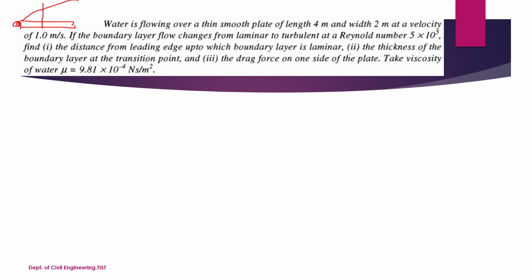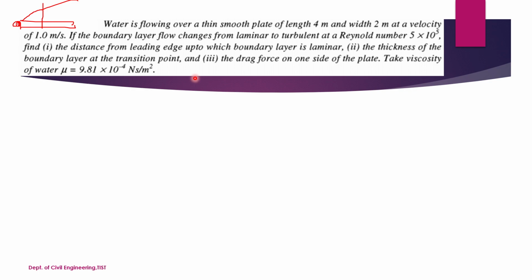Second one, the thickness of the boundary layer at the transition point. So here you have the transition point. So at this section, what is the thickness of the boundary layer? Then third one, you have to find out the drag force on one side of the plate. One side of the plate is asked, so you can directly apply the formulas given. Viscosity is given as mu is equal to 9.81 × 10⁻⁴ Newton second per meter square.